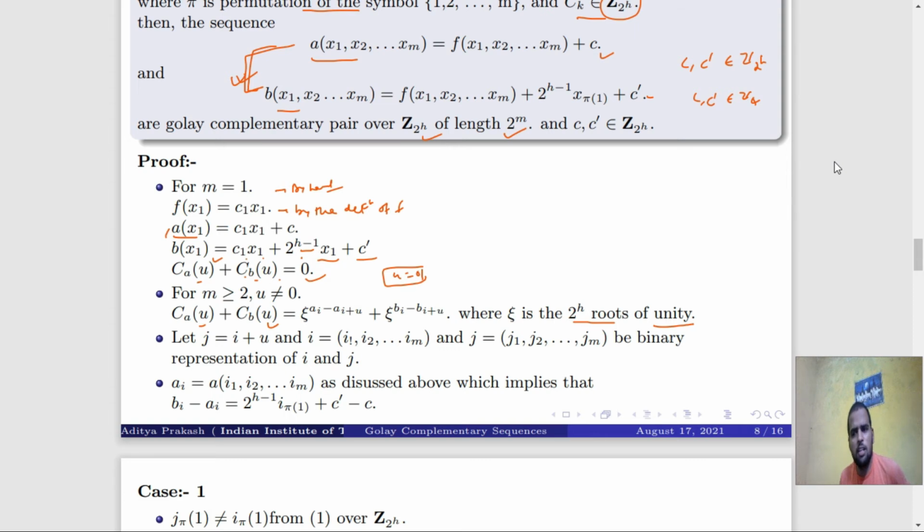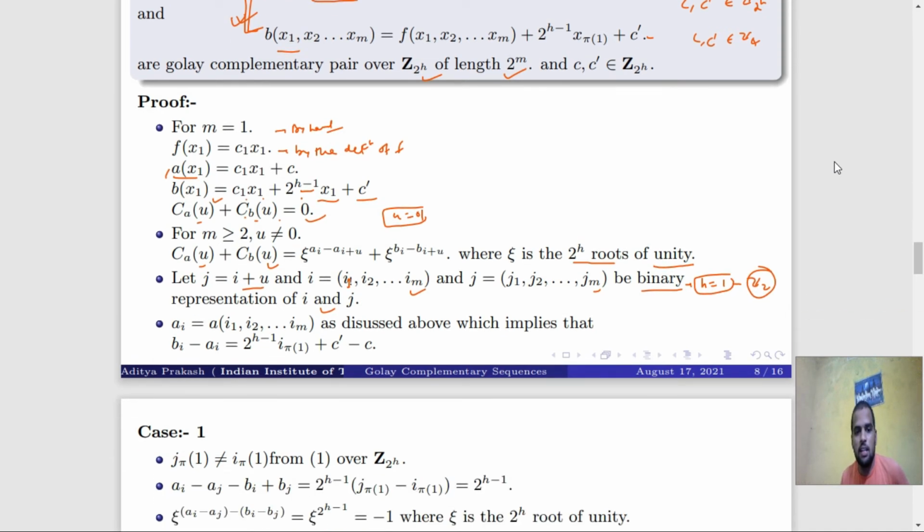Okay, as in the previous case, let j be equal to i plus u, and let i be i1 i2 up to im, and j be j1 j2 up to jm, the binary representations of i and j. Binary means each digit is 0 or 1. Now a_i is defined in a similar manner: a_i is nothing but a at i1 i2 up to im. Fine, got the point?